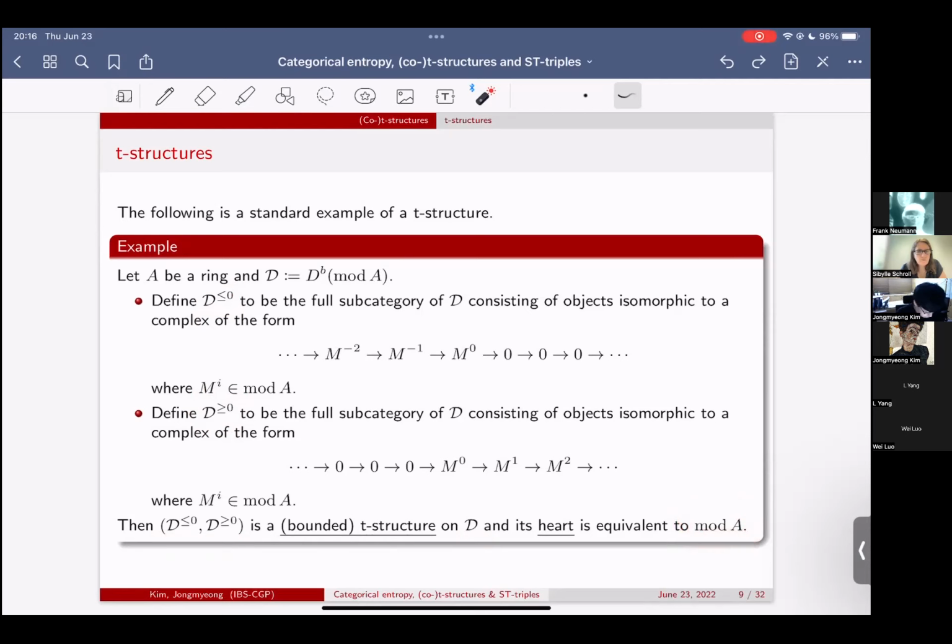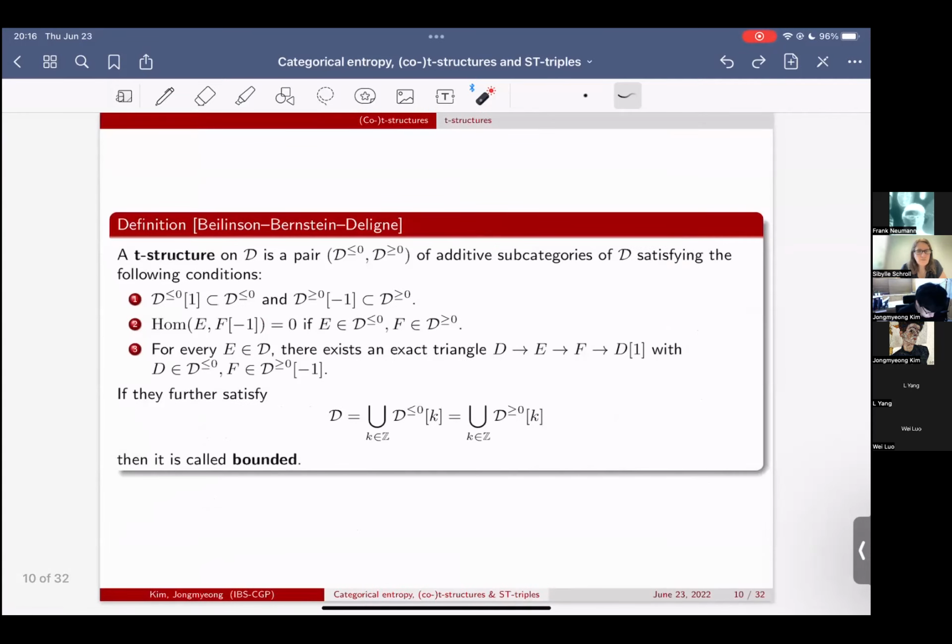Generalizing this situation, we can define the notion of t-structure. A t-structure on a triangulated category D is a pair of additive subcategories of D satisfying the following three conditions. And in view of the previous example, these two conditions are quite natural because shift by one is kind of shifting the complex to the negative degree. So these two conditions are quite natural, and maybe the third condition is the most important condition, and it says that every object in D can be truncated using the t-structure.